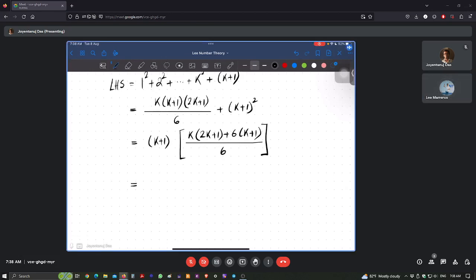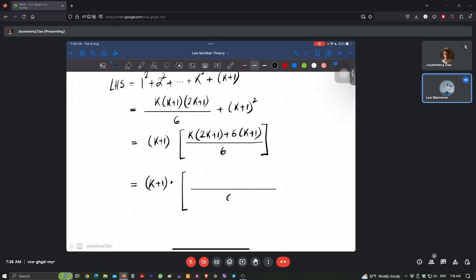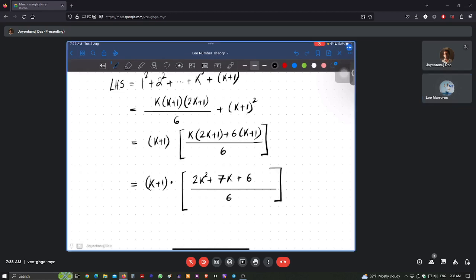Then I think we have to open up and again factorize. Maybe we can try 2k squared plus 7k plus 6. So what will be the factorization? 2k square plus k plus 7k?